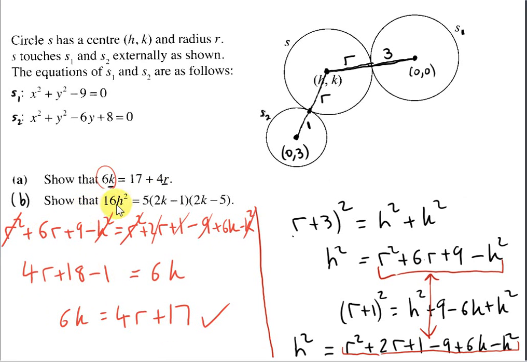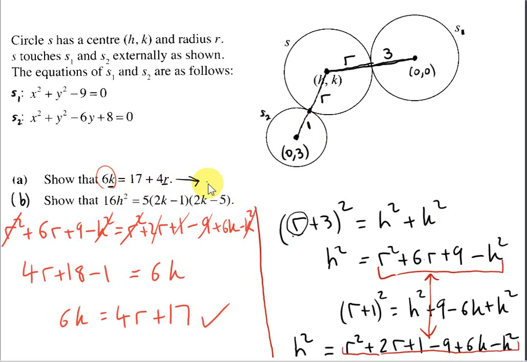Next we want to show that 16h squared equals 5 into 2k minus 1 times 2k minus 5. So this relation here connects h squared and k. r doesn't appear in it. So what we could do is, say, take this equation here and plug in for r. So we don't want r to appear, of course. So we can use the result of the previous part, as this result incorporates all three circles.